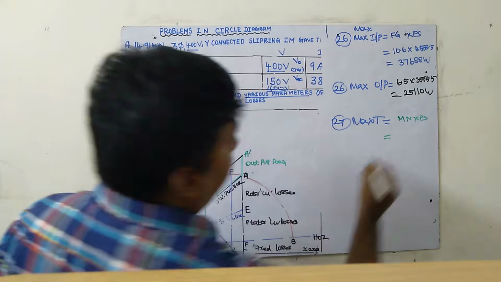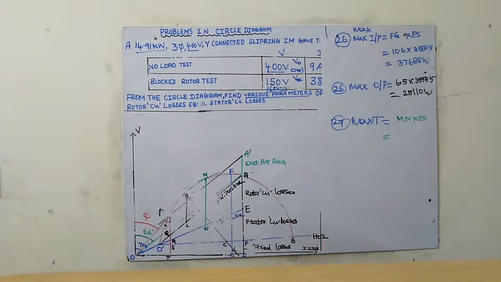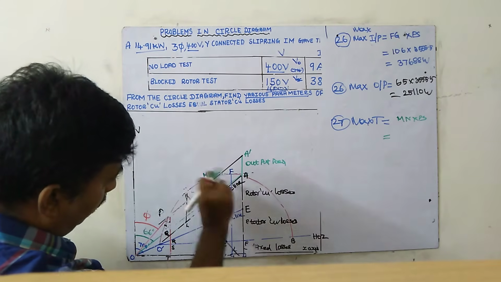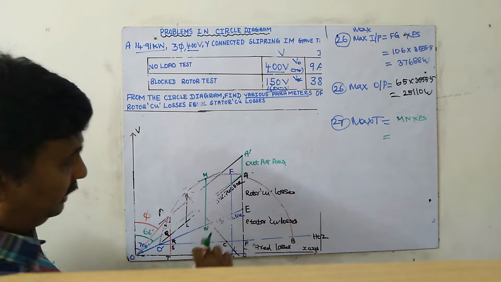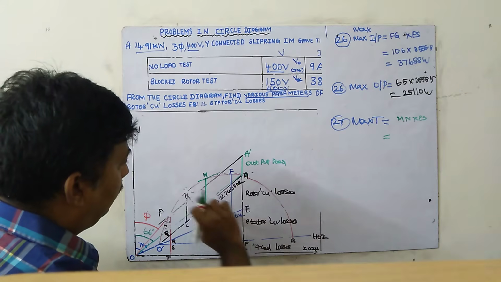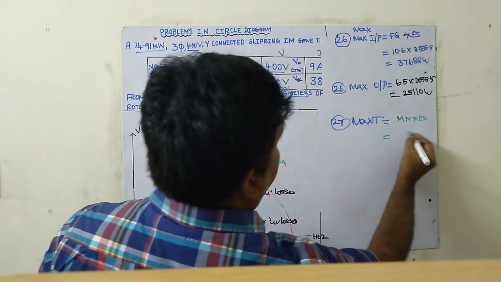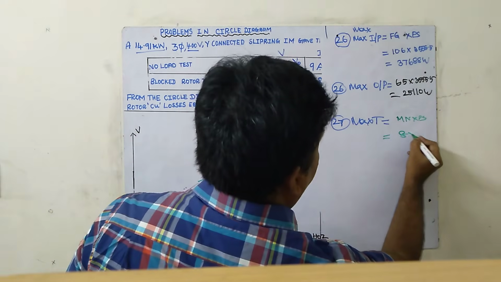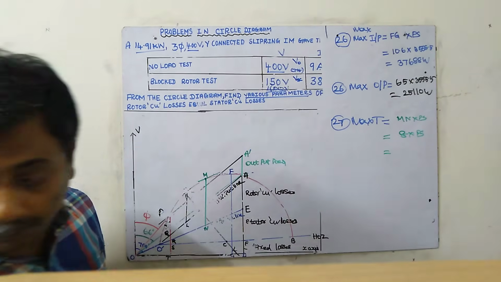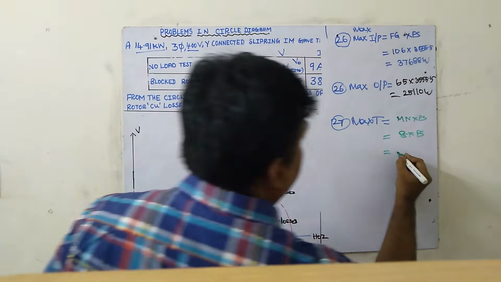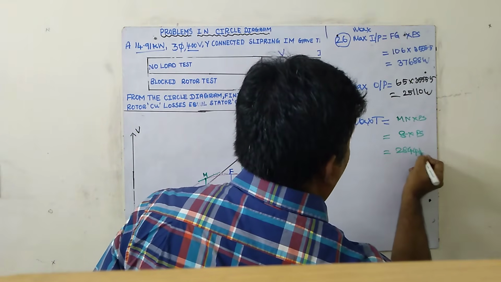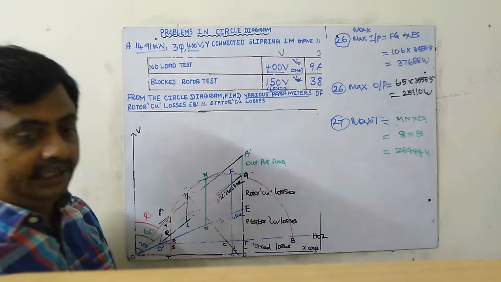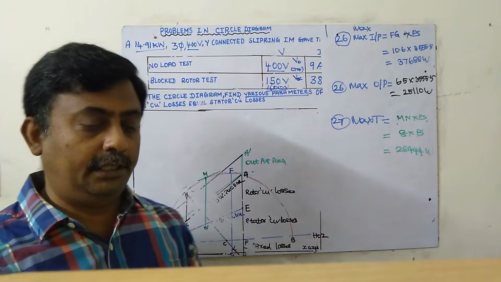So what is the MN I am getting? MN equal to 8. So this length is from the tangent line, from the semicircle border to this torque line. So we have to draw a parallel line here like this. Next, what value am I getting? 8 centimeters, 8 into power scale. So equal to what value am I getting? 28,444 watts. Because this is watts per centimeter and this is in centimeters, you will get this. This is the problem.